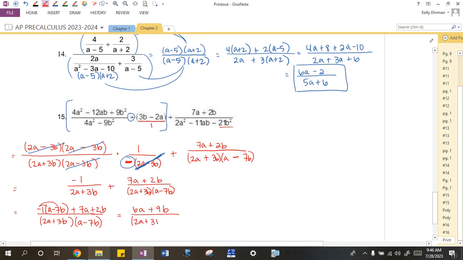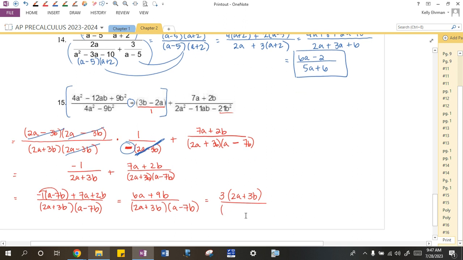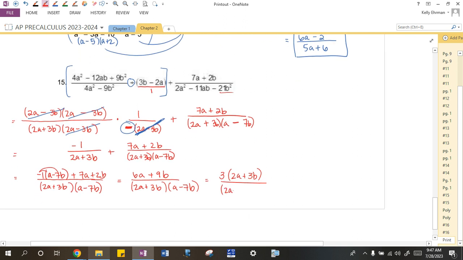And those have a GCF that really seems like it ought to be able to cancel. So let's see. Take a 3 out of the numerator to get 2a plus 3b. Yep. And that's going to cancel with the 2a plus 3b in the denominator. So this one, once you get through it, is kind of satisfying, right? It gets all the way down to just 3 over a minus 7b. So all the way from this mess to that, which I think is kind of fun.